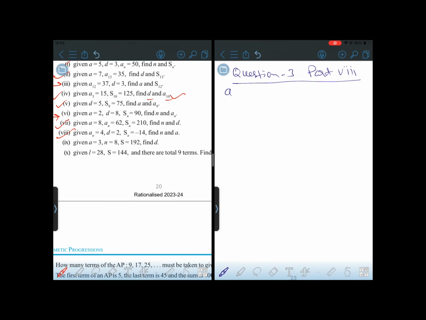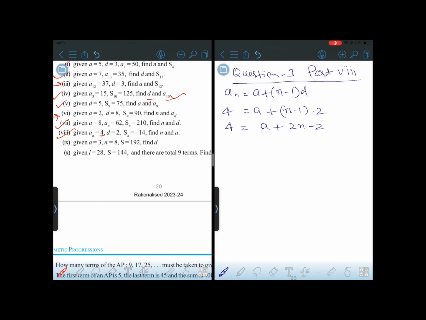That is an is equal to a plus n minus 1 into d. The value of an is given as 4, and the value of a is not given. The value of n is also not given. The value of d is given, so let's simplify this: 4 is equal to a plus 2n minus 2.